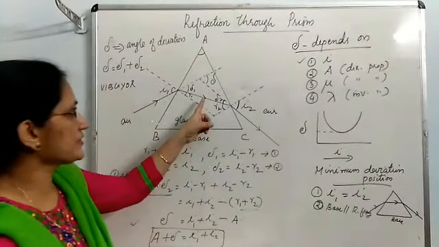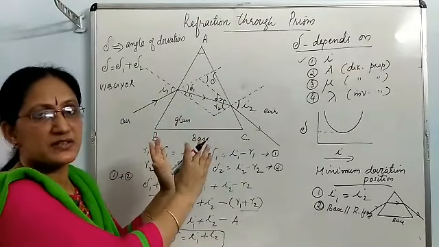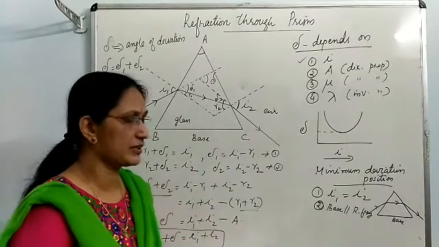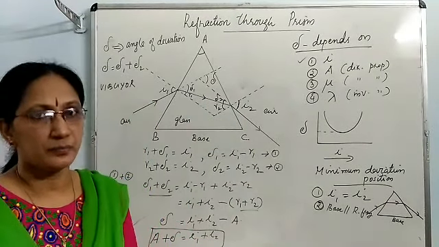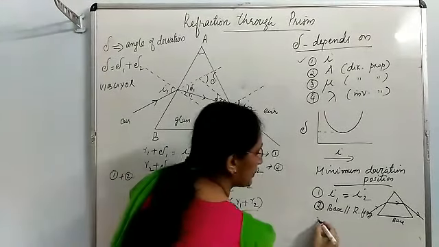Only in that case. Look at this diagram, here the refracted ray is not parallel to the base. When you set the prism for minimum deviation position, this base and this refracted ray will become parallel. Plus, in that case, R1 and R2 will be equal.